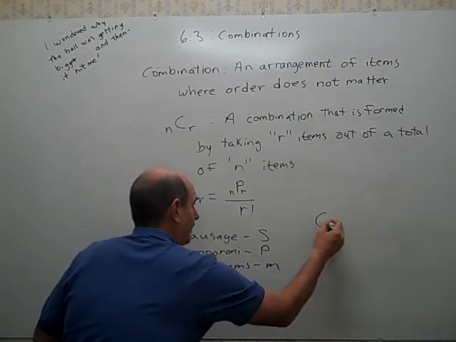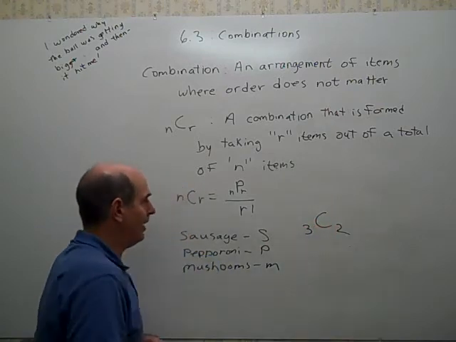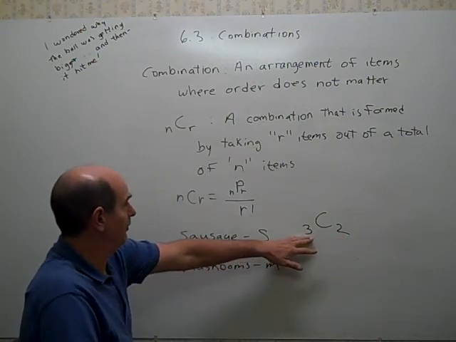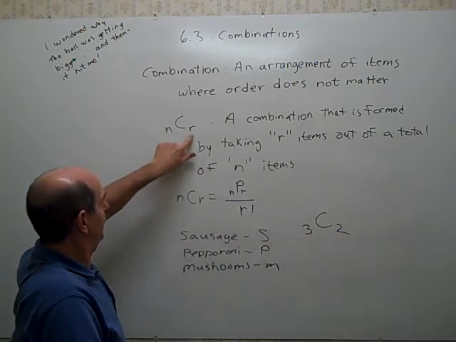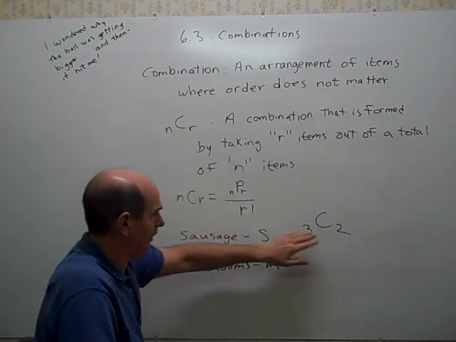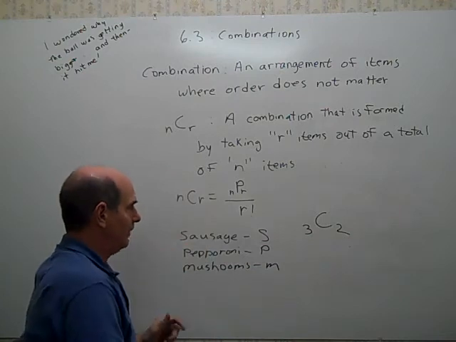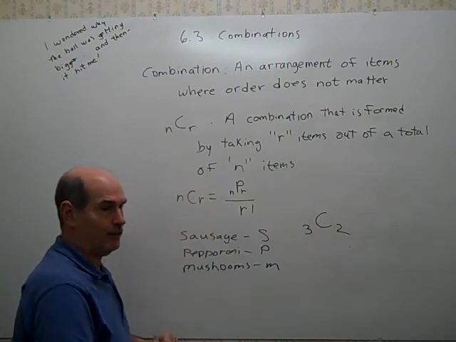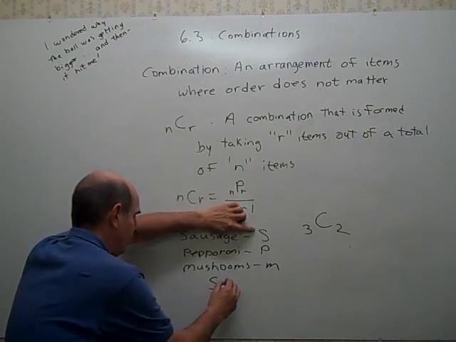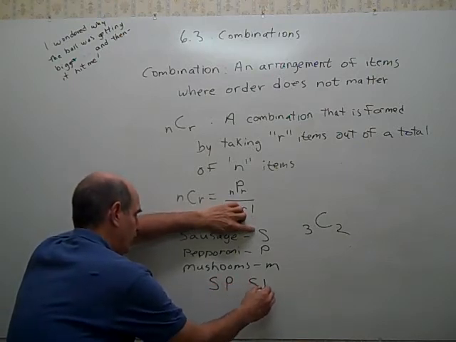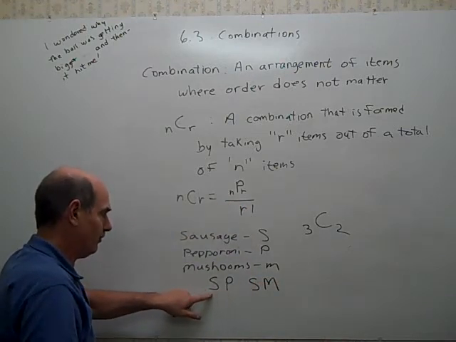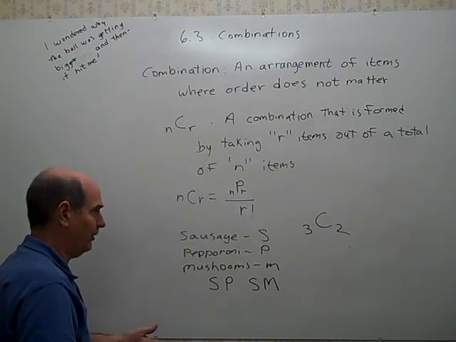If we wanted to figure out what happens if we take 2 things out of a menu of 3, nCr means that you take r items out of a total of n. So we're going to pick 2 out of 3. It's pretty easy with these low numbers just to list the combinations. If we pick sausage, we can pair it with pepperoni, or we can pair sausage with mushroom. But sausage pepperoni counts the same as pepperoni sausage, so we're only going to count it once.